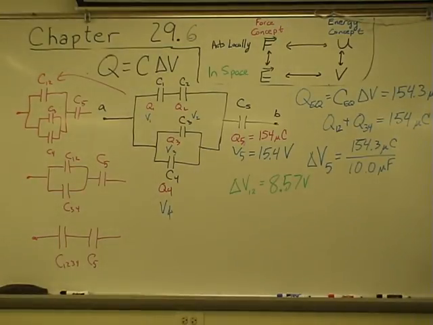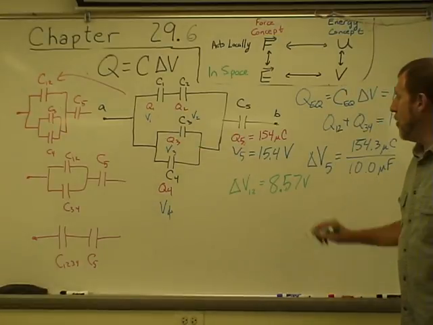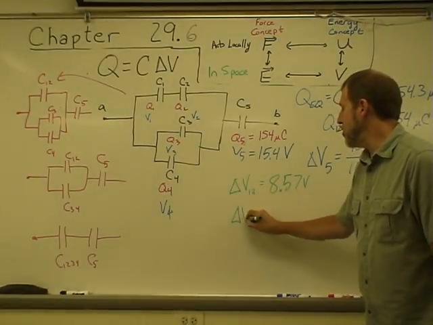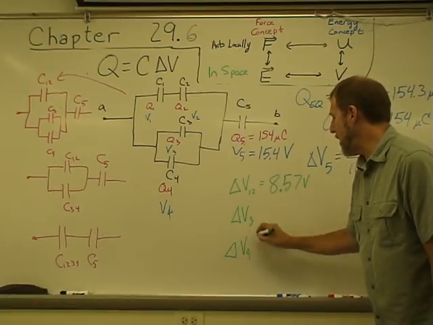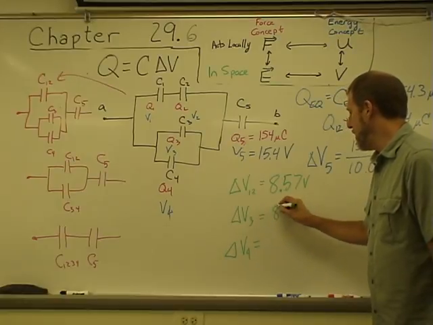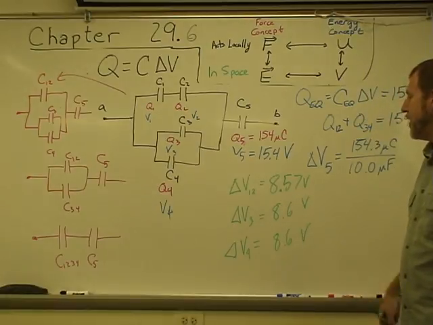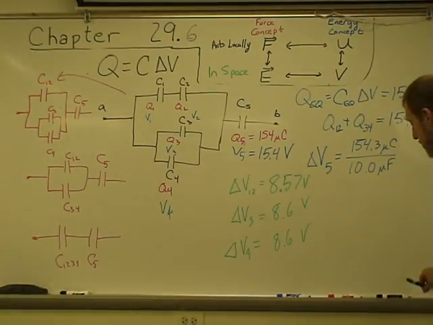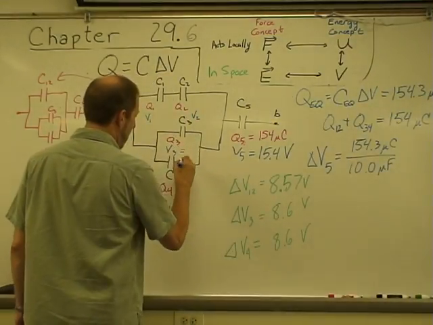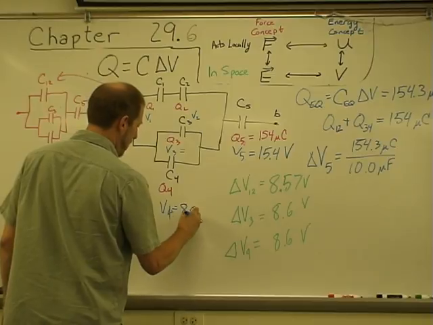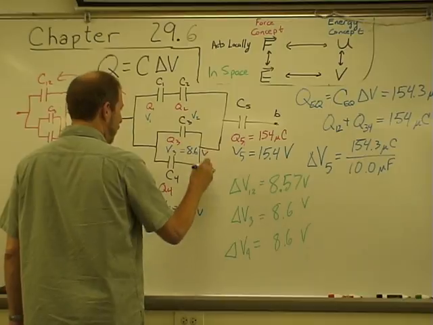Now, 3 and 4 are parallel. So I also know the change in potential over capacitor 3 has to be the same as the change in potential over capacitor 4. Now in this case, I can go to the proper number, I lose the sig fig here, track it, ask me about it if you don't see where that's going, and find out that the change in electric potential over thing 3 and thing 4 is 8.6 volts.